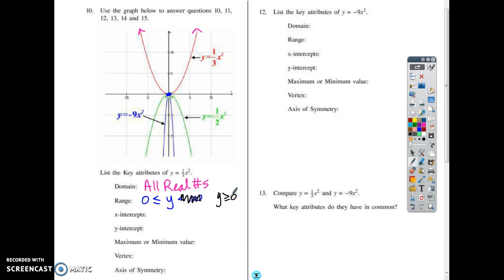X-intercepts, how many does it have? 1. What is the x-intercept? 0, 0. And the y-intercept? 0, 0. Does it have a maximum or a minimum? It has a minimum. It's the lowest point, and it's the vertex, right? So what is that vertex again? 0, 0. And what is the axis of symmetry? X equals 0.